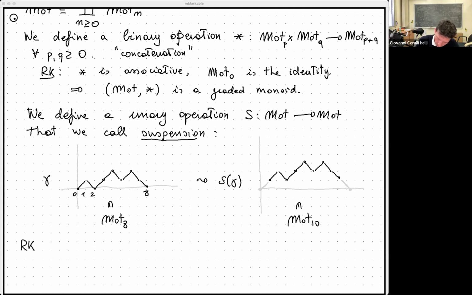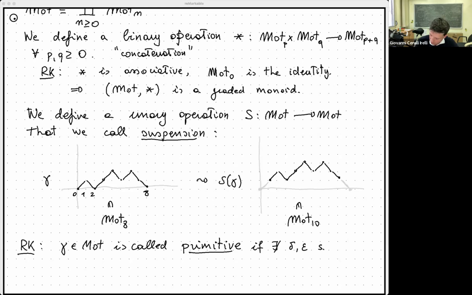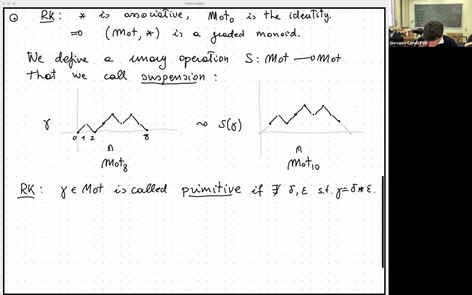An easy observation, a remark. So gamma in mod is called primitive if there are no non-trivial Motzkin paths delta and epsilon such that gamma is the concatenation of delta and epsilon. But then, by concatenation, we said we just put them all together. So if something is a concatenation, it must touch the x-axis in the middle. So in particular, the suspension of a Motzkin path cannot be a concatenation. So the suspension of a Motzkin path is primitive.